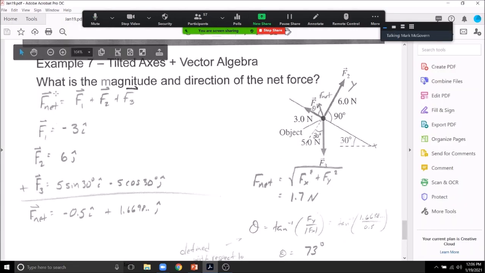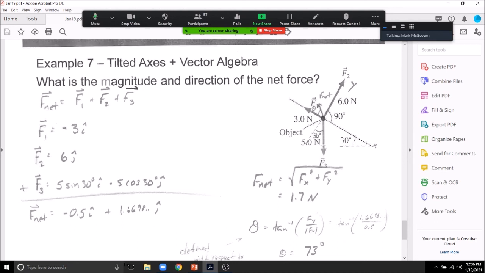All right, so the net vector is going to be vector 1 plus vector 2 plus vector 3. The coordinate system is drawn tilted, and the one thing you have to take note of is that the angle of the ramp, or the angle of the incline, 30 degrees, is the same as the 30-degree angle that you see right here. The y-axis and vector 3 also make 30 degrees. Those are similar triangles there. F1 is minus 3 i hat. F2 is 6 j hat. And then as I mentioned, F3 is the only vector with an angle with respect to the tilted coordinate system.